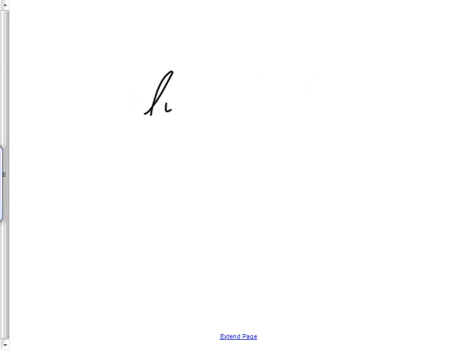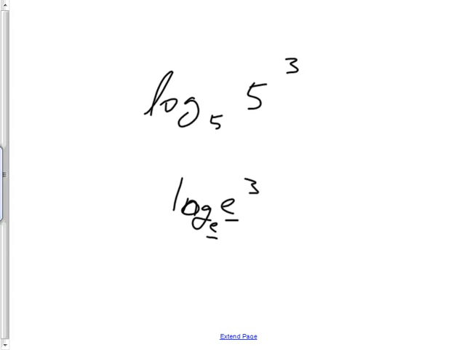Okay. How about some of the patterns that we have to know? These have to be like the back of your hand. What's the answer? 3. Why? Because ln is really log base e, and the bases are the same, so the answer is right there.